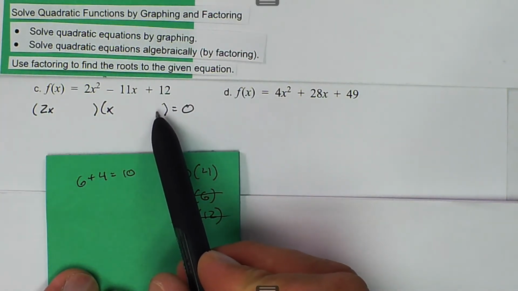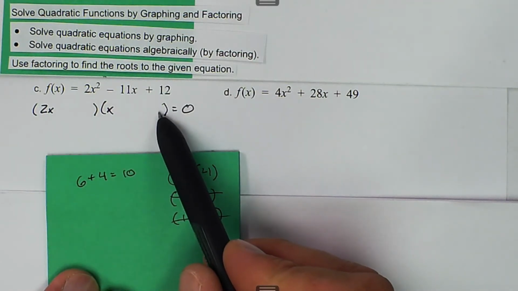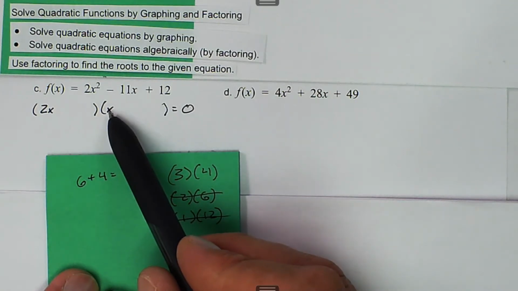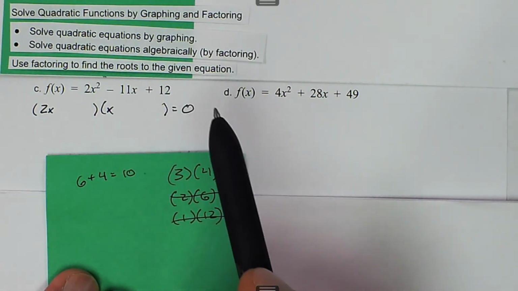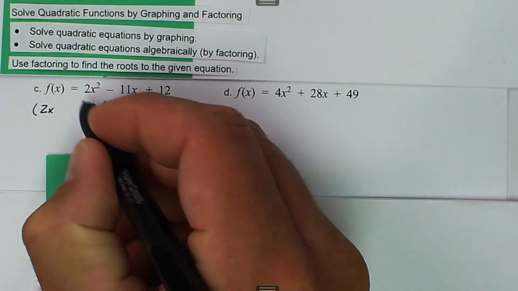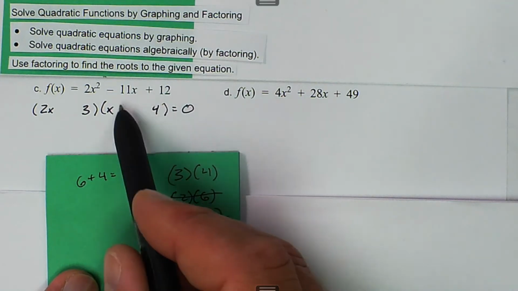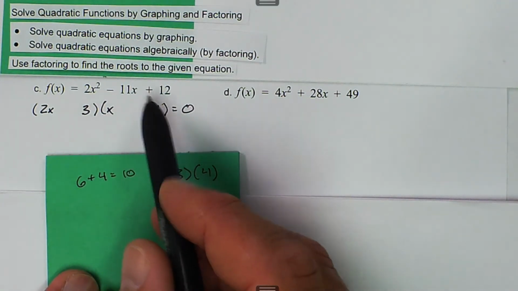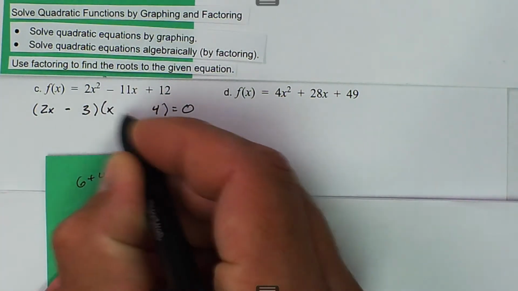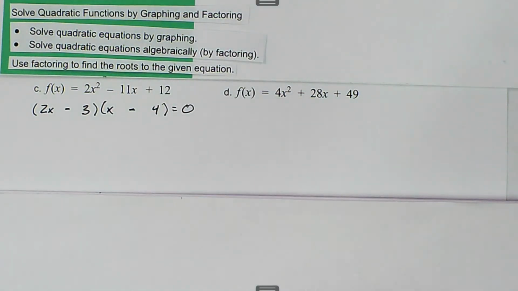4 here would say 2 times 4 is 8, and 3 times 1 is 3. That will get us to negative 11, so that's going to be what we have, 4 here and 3 here. And they have to add to negative 11 and multiply to a positive. So they both have to be negative. So that's in our factored form.